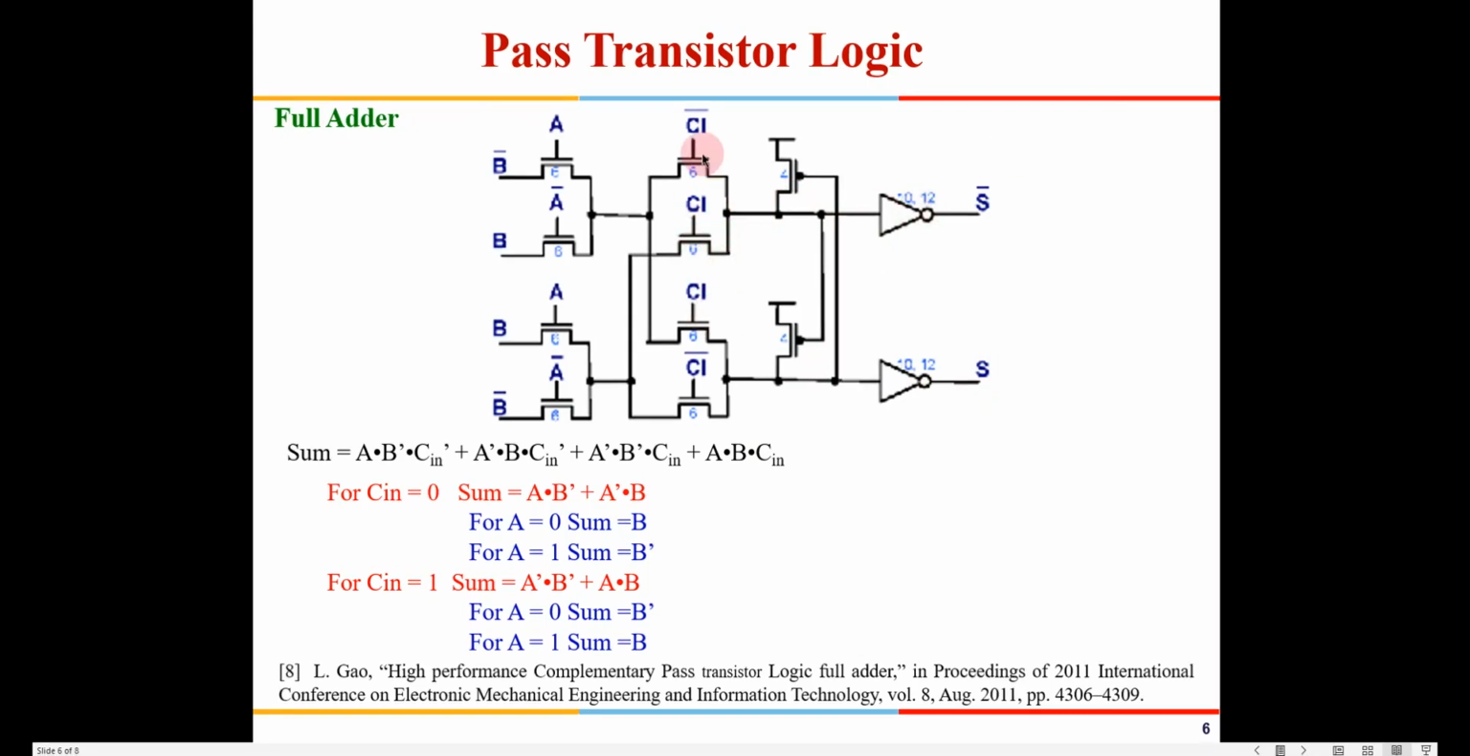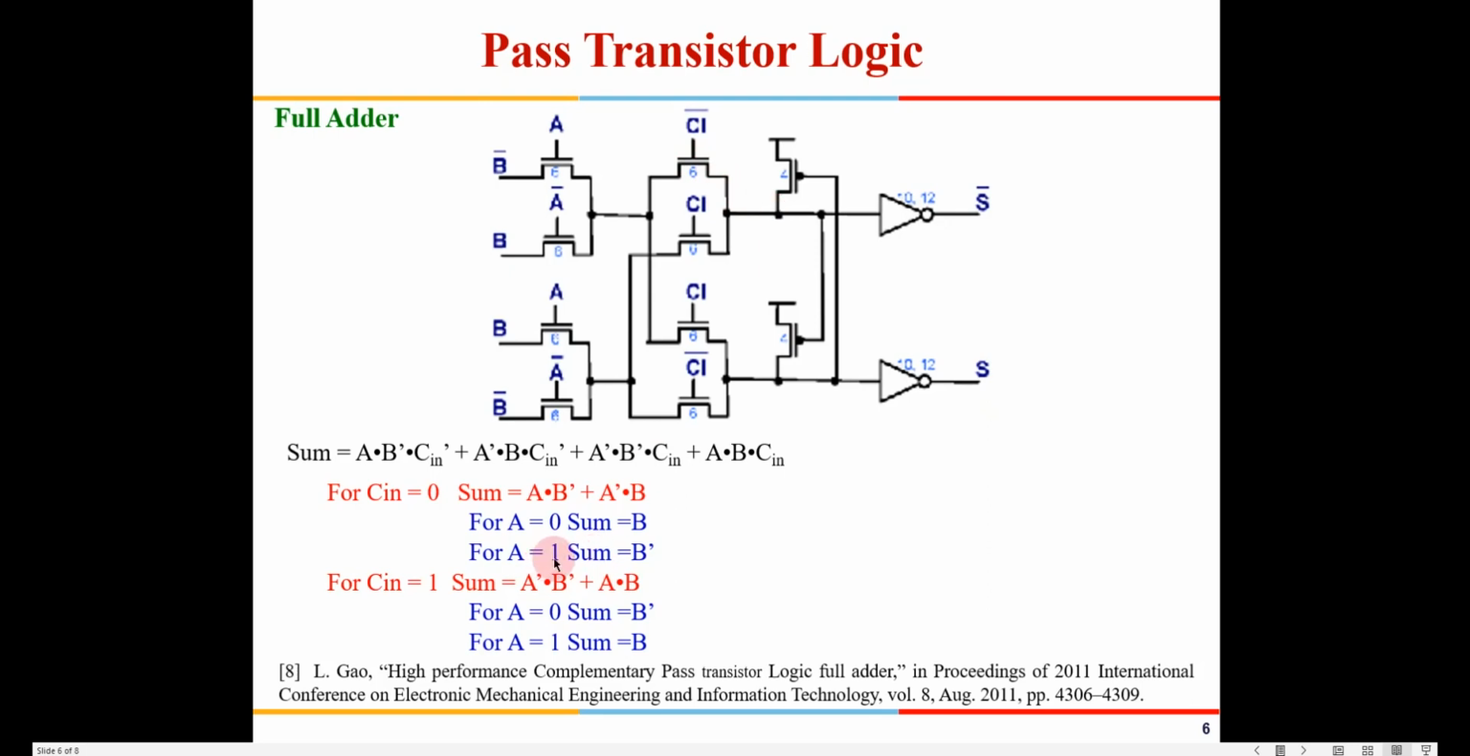Now for C in equal to 0, you will see this gate will be enabled, right? So if you see here, for C in equal to 0, and then I have A equal to 0, this will be enabled. So for C in equal to 0, A equal to 0, sum is equal to B. So B will flow from here. A equal to 0, C in equal to 0, I get a sum out here.